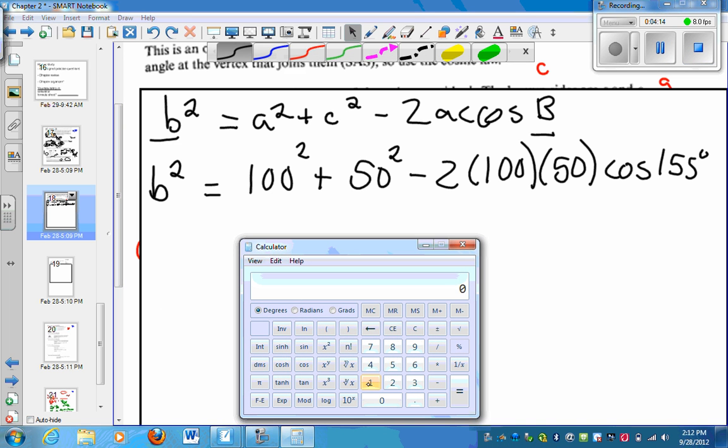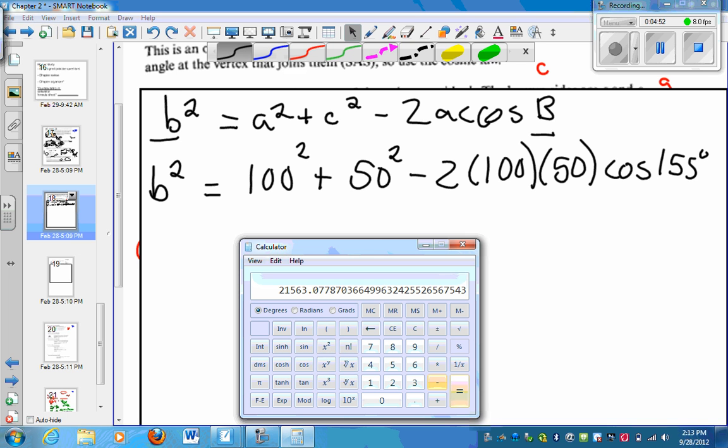So I'm going to go 155 cos. Where's my cos button? Cos. I'm going to times that by 50, times that by 100, and then times it by 2 negative. Now where's my plus minus button? 2 negative. Okay. Then I am going to add 100 squared plus 50 squared.